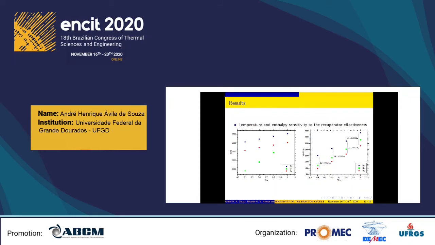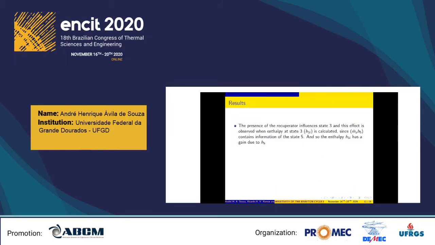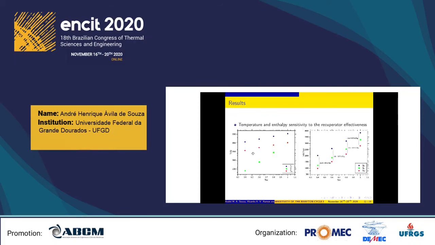Figure 4 illustrates the enthalpy variations for each effectiveness of the recuperator, as well as temperature variations. The recuperator influences stage 3, and this effect is observed when enthalpy is calculated at stage 3, since there is a term in the energy balance dependent on stage 5. As the effectiveness of the recuperator increases, the rate of heat transfer to the air in the recuperator increases. So, the higher the effectiveness of the recuperator, the higher the temperature T5, and consequently T3 and T4 will be higher than before, and the temperature rise is nearly constant as it can be seen in figure 4a here.